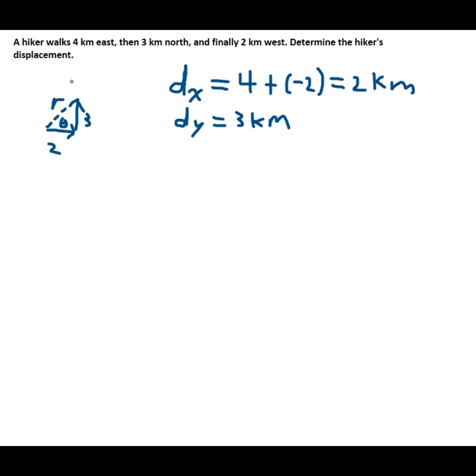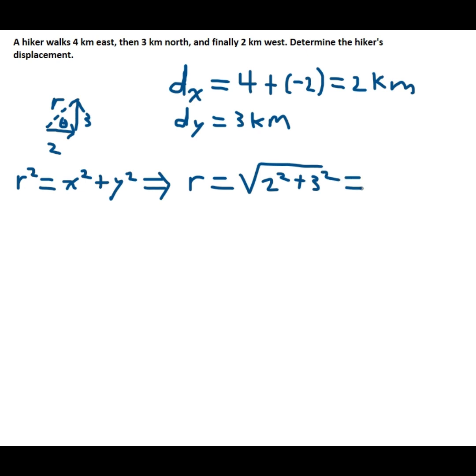Now we can use the Pythagorean theorem to solve for the resultant. If you recall, the Pythagorean theorem is the resultant squared is equal to the x component squared plus the y component squared. In this case, that means that our resultant is the square root of 2 squared plus 3 squared, which is equal to 3.6 kilometers.